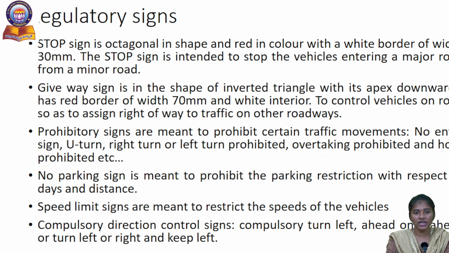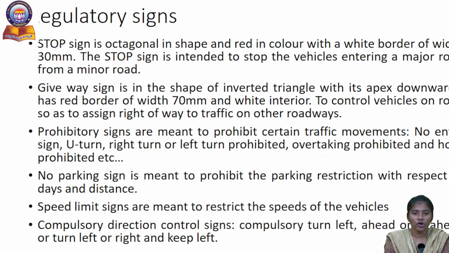The stop sign is intended to stop the vehicles which are entering a major road from a minor road. The give way sign is in the shape of an inverted triangle with its apex downwards, and it has a red border of 70 mm width and a white interior. The main aim of providing the give way sign is to control the vehicles on the road so as to assign right of way to the traffic on the other roadway.